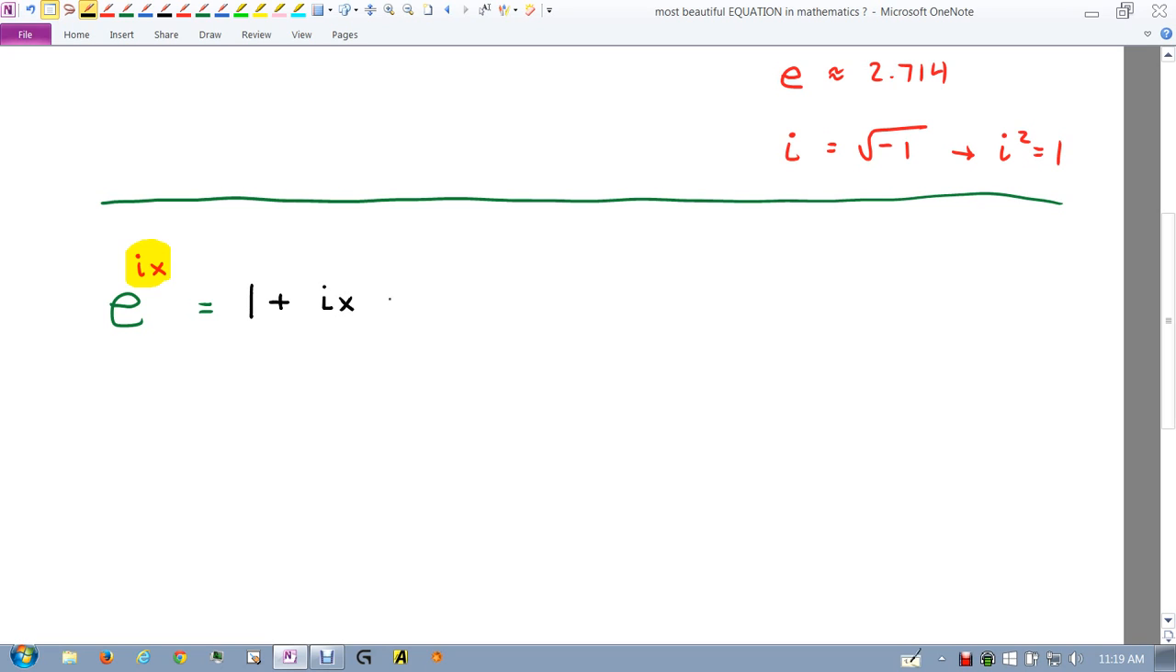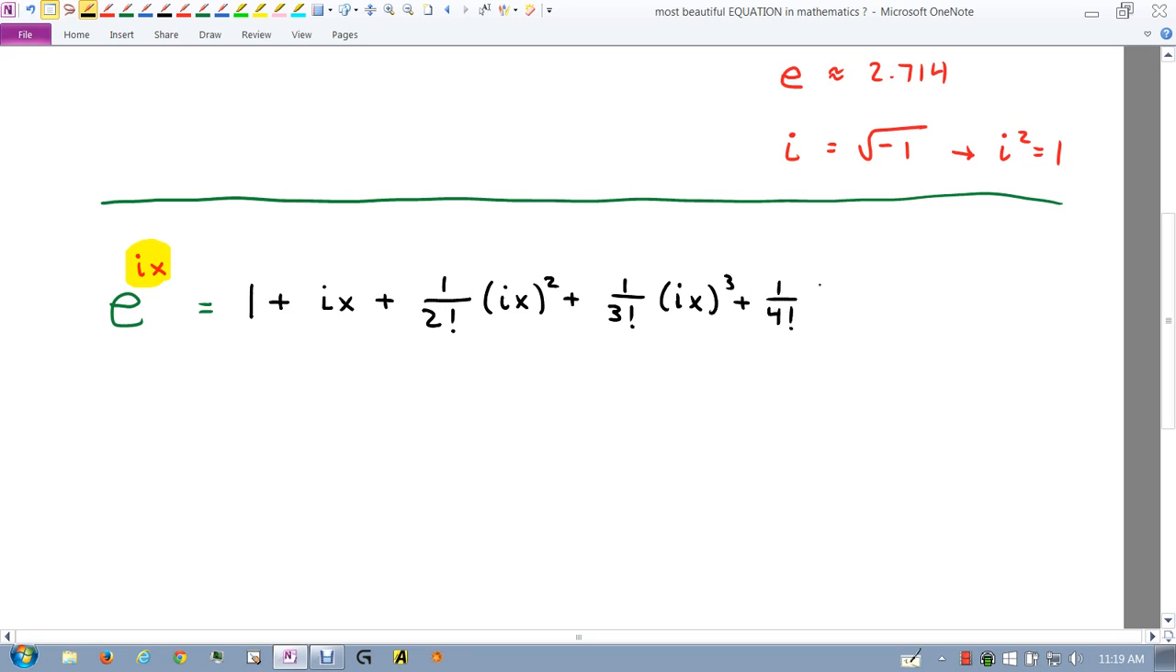ix plus 1 over 2 factorial ix squared plus 1 over 3 factorial ix cubed plus 1 over 4 factorial ix to the 4th, maybe 2 more, 1 over 5 factorial ix to the 5th plus 1 over 6 factorial ix to the 6th plus dot, dot, dot. Y'all agree?